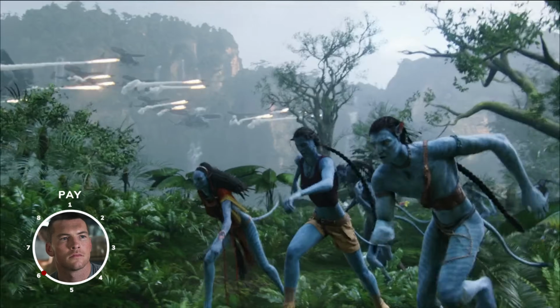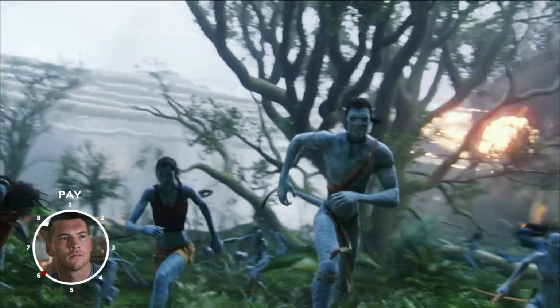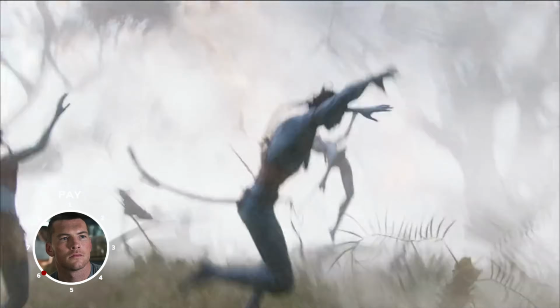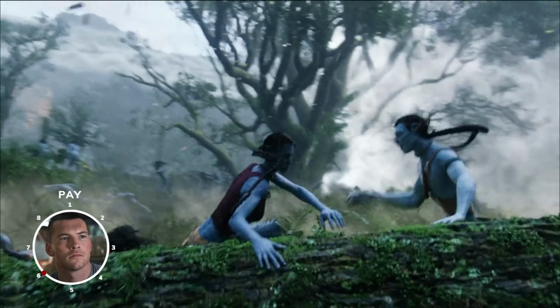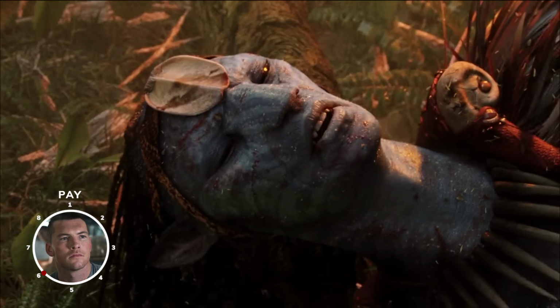Quaritch hits home tree hard and a one-sided fight ensues. Jake does what he can, but the human ships are too strong. The chief is killed in the fight.